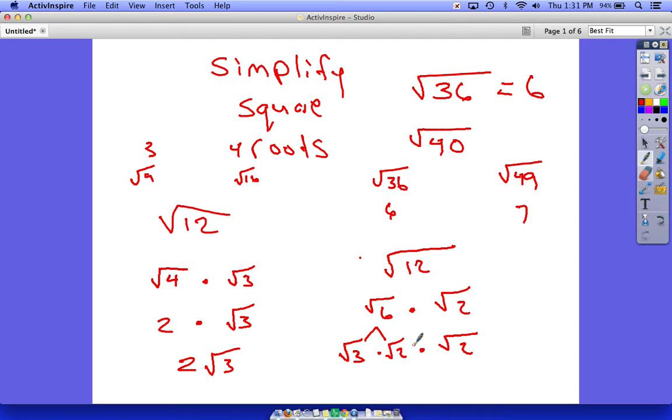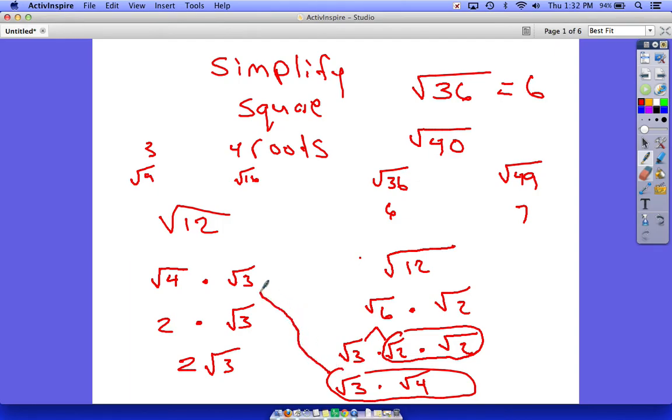But what we can do is the square root of 2 times the square root of 2 is the square root of 4. So now I've got the square root of 3 times the square root of 4. And now this ends up being just like what we had over here, where the square root of 4 is 2, so it's 2 times the square root of 3. So no matter what factors you come up with, you can break these down a little bit further, and you'll still end up with the same answer.